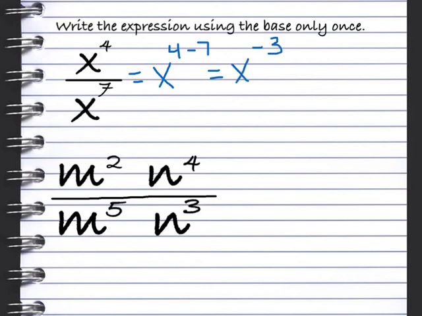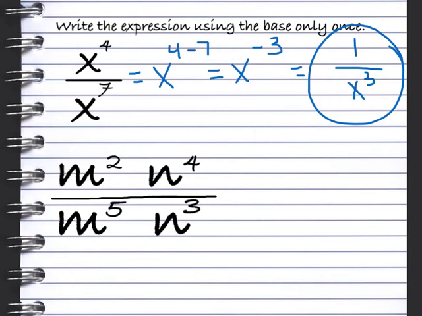Does anybody remember what we do when we have negative exponents? A negative exponent means it belongs on the other side of the fraction line. So our final answer would be 1 over x to the 3rd.